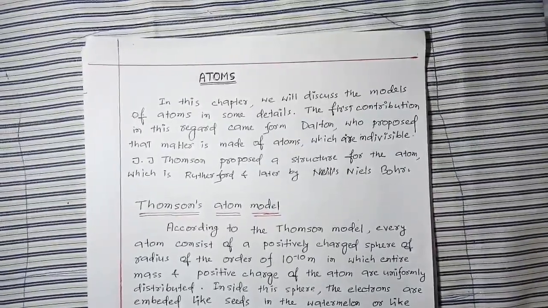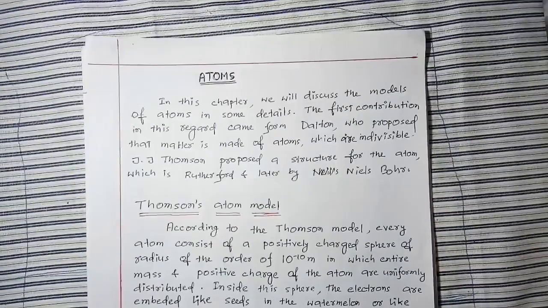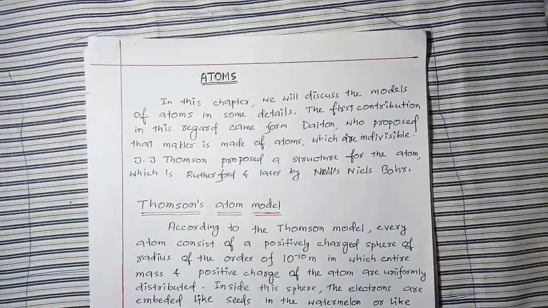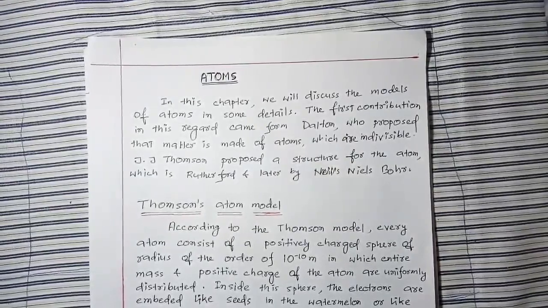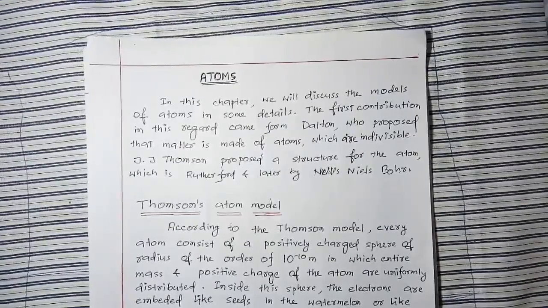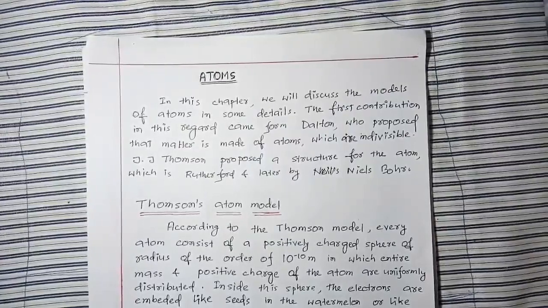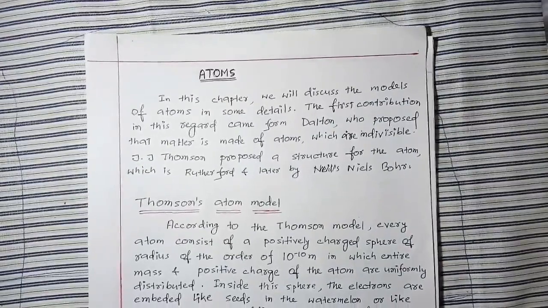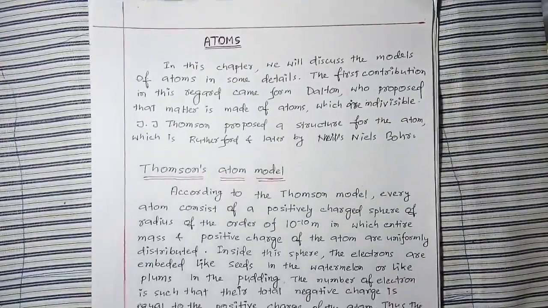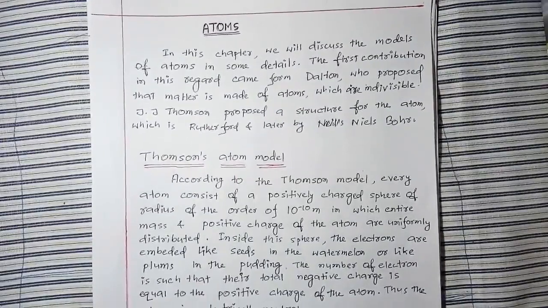So according to J.J. Thomson model, or plum pudding model, every atom consists of a positively charged sphere of radius of the order of 10 to the power minus 10 meter, in which entire mass and positive charge of the atom are uniformly distributed. And inside the sphere, the electrons are embedded like seeds in the watermelon or plums in the pudding.